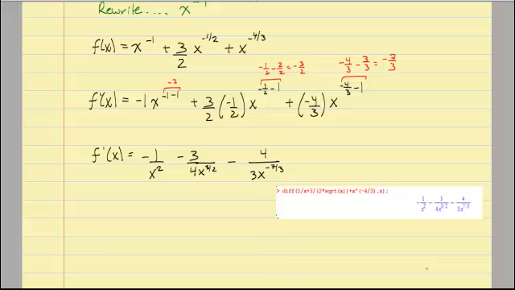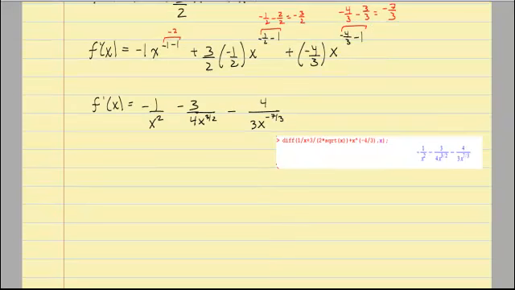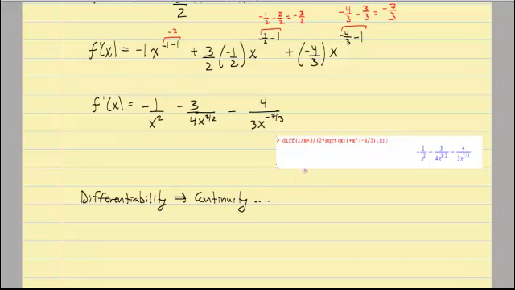The last thing that we need to talk about during this lecture is differentiability and continuity. If I have a function that's differentiable, that implies that it's a continuous function. So differentiability implies continuity. However, this does not work both ways. This is not vice versa.